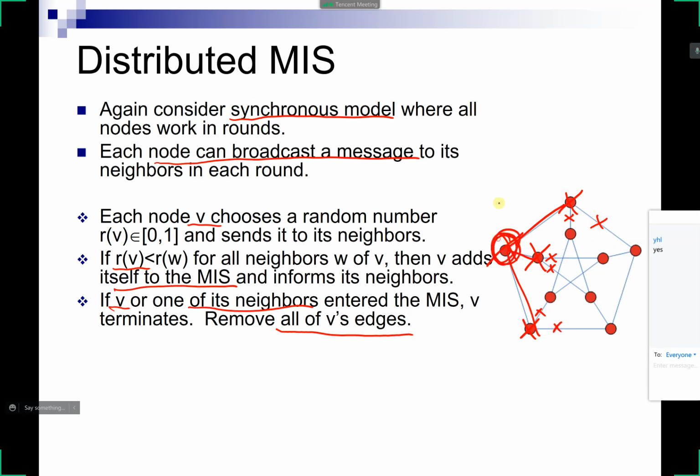So this guy is V over here, who has the minimum value. He tells all his neighbors to terminate, and when all of these guys terminate, they're going to remove all of the edges which are connected to them.